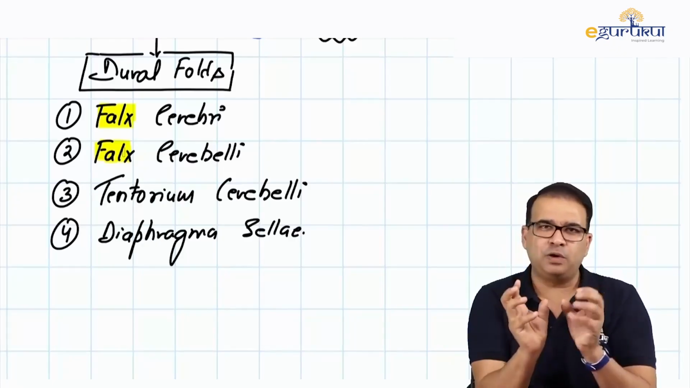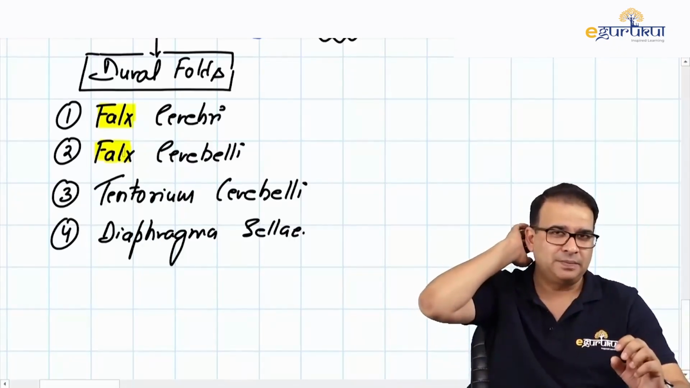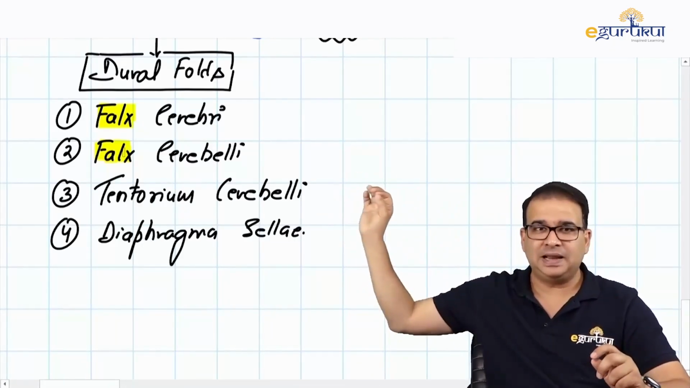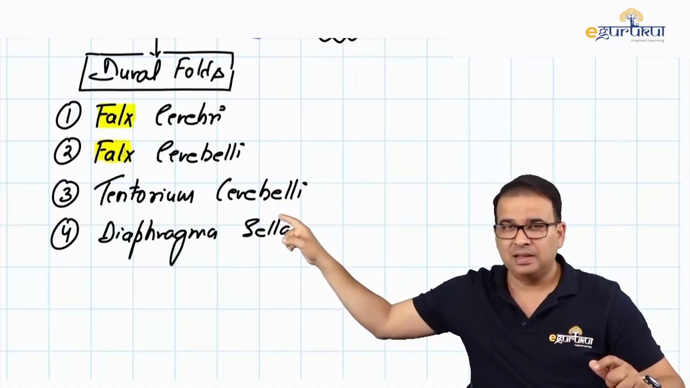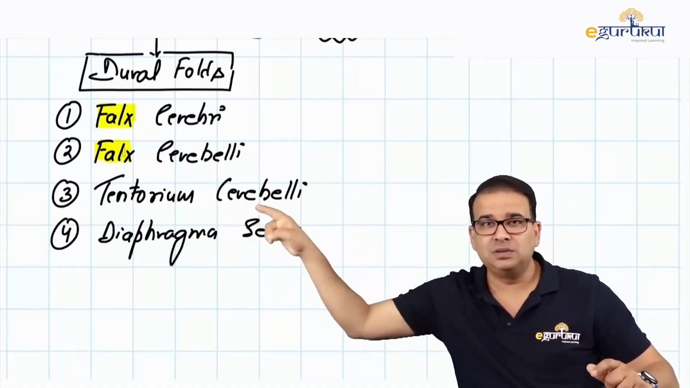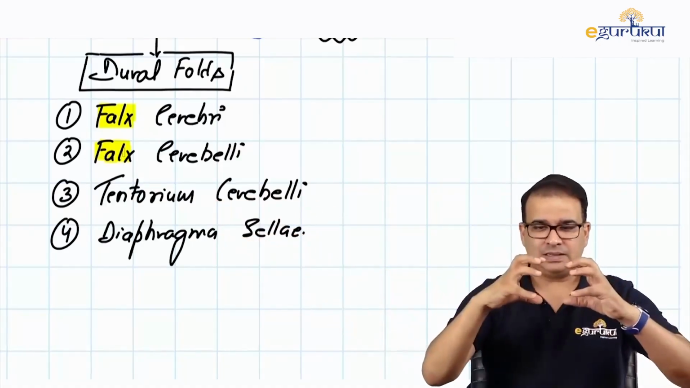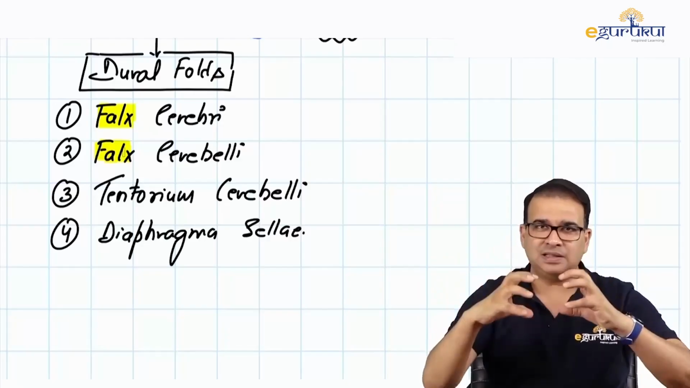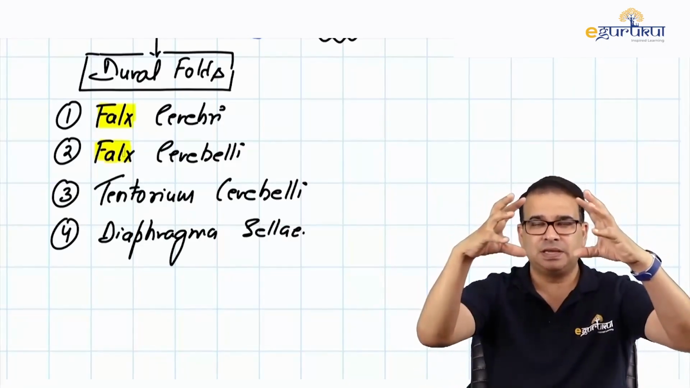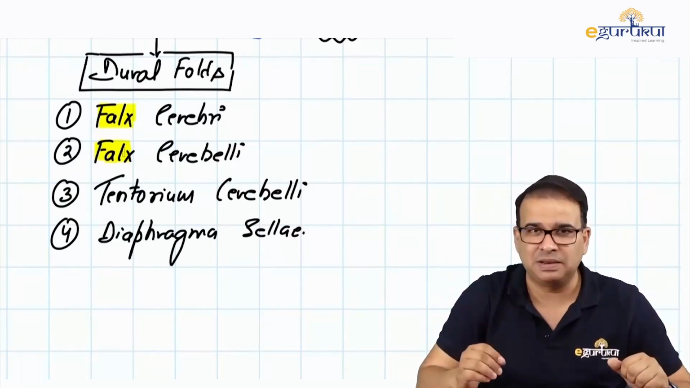It's a very, very small fold present between the two cerebellar hemispheres. And then the term is tentorium cerebelli. Now look at the word tentorium and then we say cerebelli. That means it is a tent on the cerebellum. So we've got a cerebellum like this and there's a tent-like structure present on the cerebellum, separating the cerebellum from the cerebrum. That's why we call it a tentorium cerebelli.